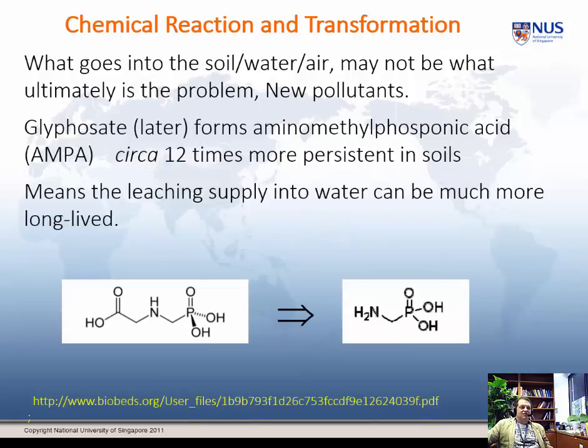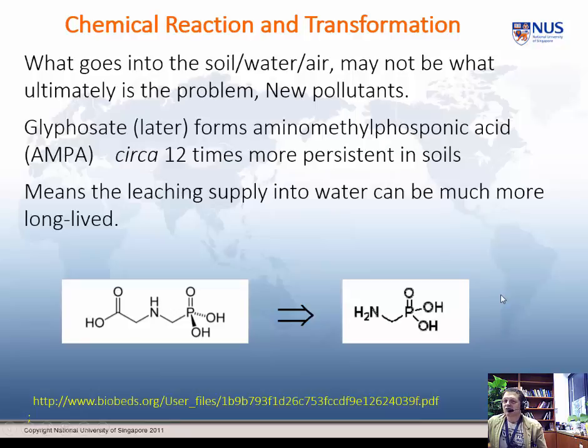Glyphosate is a very widely used weed killer. The problem with it is not so much about the glyphosate itself, but what it is oxidized to in the soils. So this is glyphosate, and it's a great weed killer. It hangs around a bit in the soil, and it gets biologically transformed into AMPA.